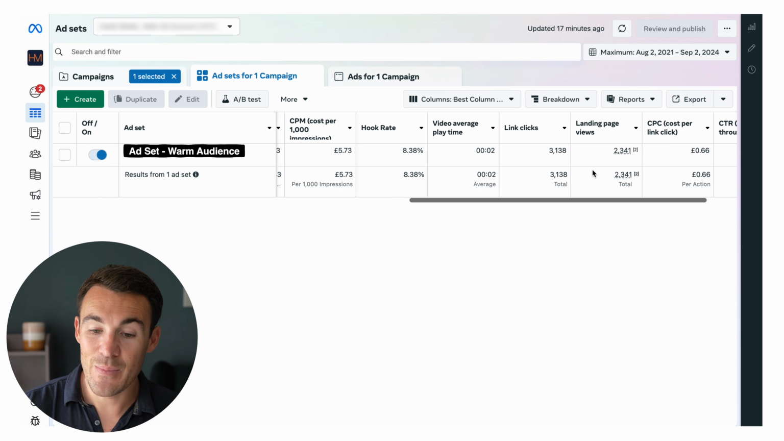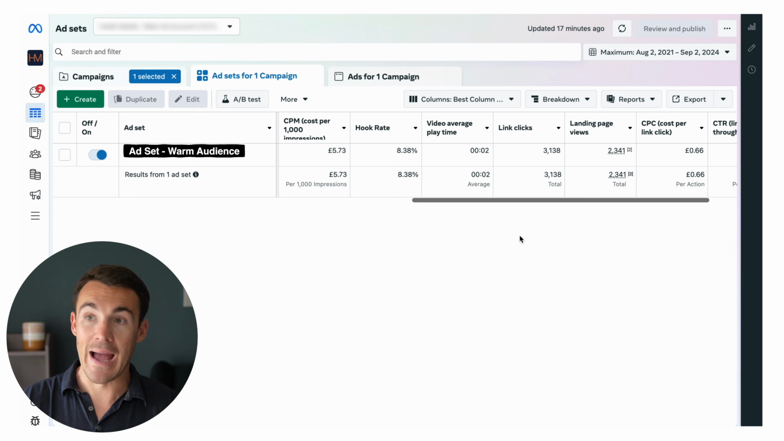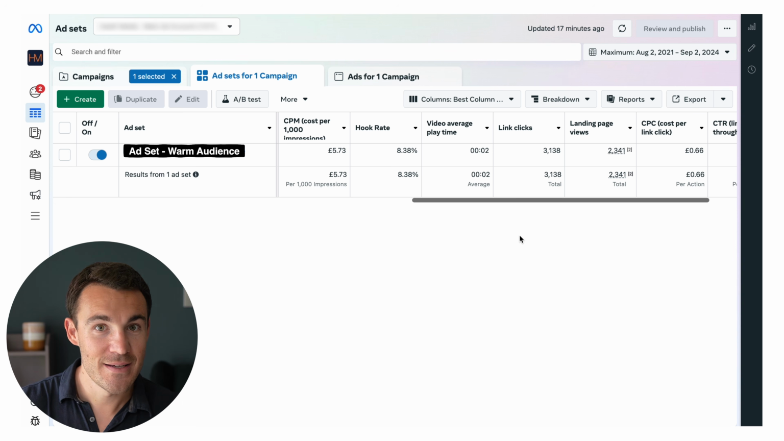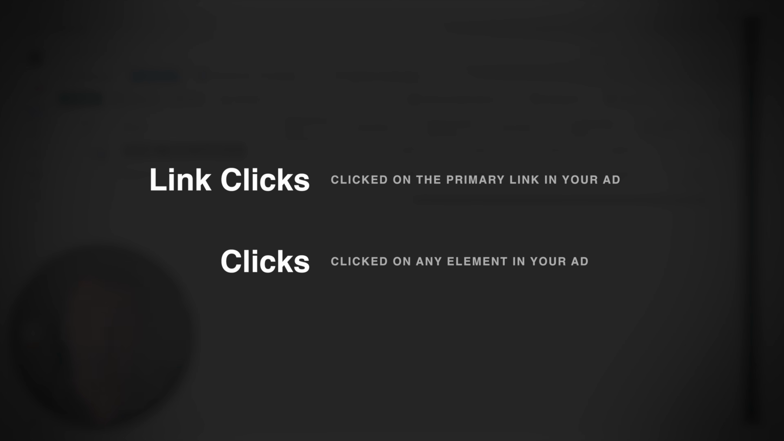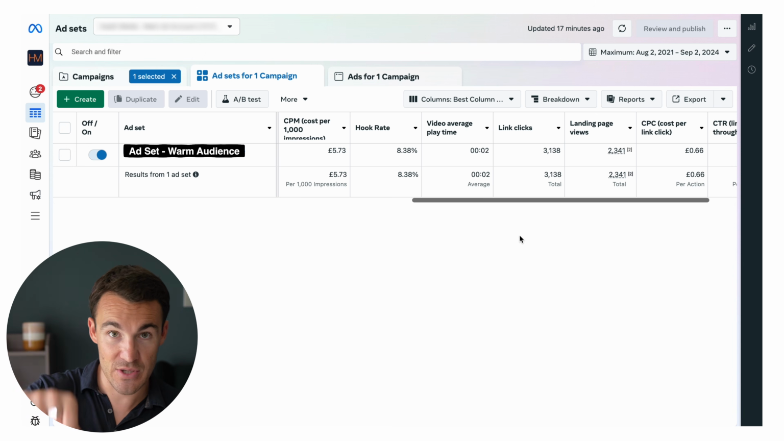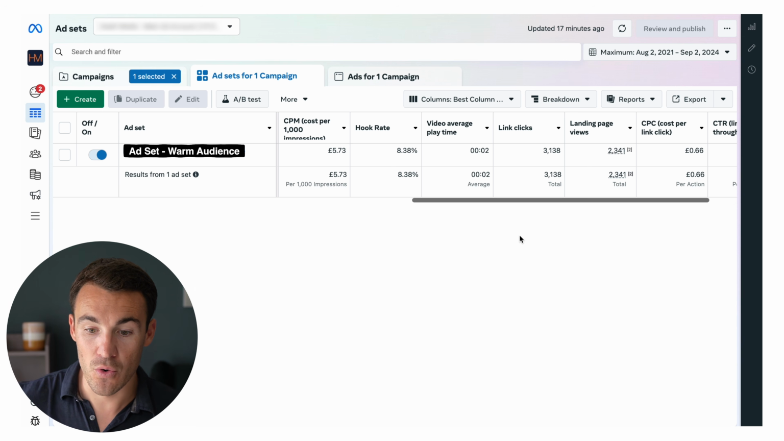Then we've got link clicks. Now, it's really important that we've got link clicks in there, and you can get more specific with outbound link clicks or unique link clicks. I'm quite happy with link clicks. But what you don't want to be analyzing is clicks. There's a difference between link clicks and clicks. Link clicks is clicked on the link that the ad is taking people to. They took the action that you most likely want them to take. Clicks is going to include any click on the ad. So if someone unmutes it, if it's a video ad, that's going to count as a click. If someone clicks the see more button on Facebook in order to see all of the primary text, that's going to count as a click.